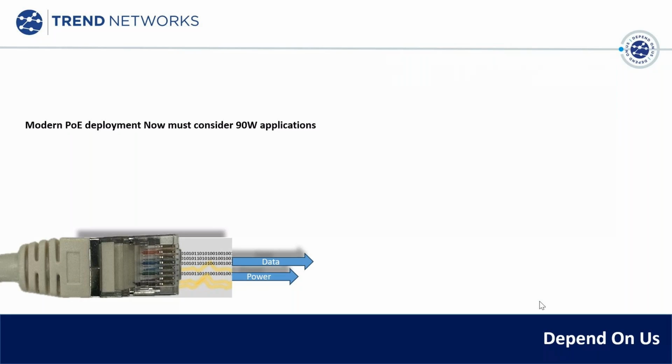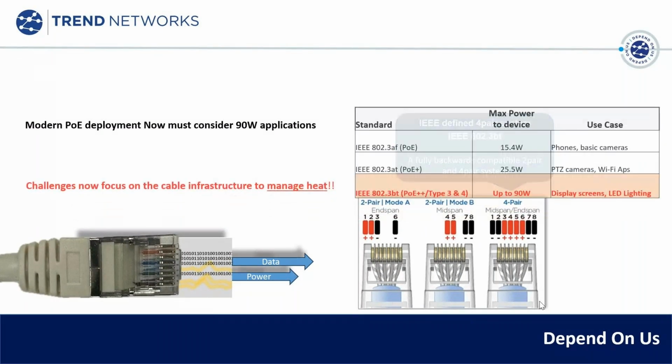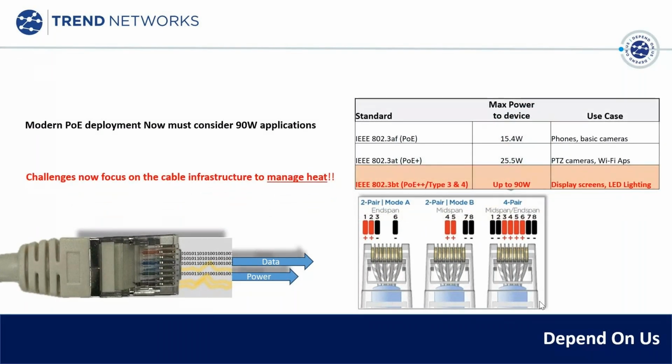Now, moving forward, modern PoE must consider 90 watt applications. And again, the difference is the addition of 4 pair, the addition of adding PoE potentially across all 4 pairs. The challenge is now focusing on infrastructure to manage heat, because there's a few things which start happening when we start adding extra power down those pairs of cable.